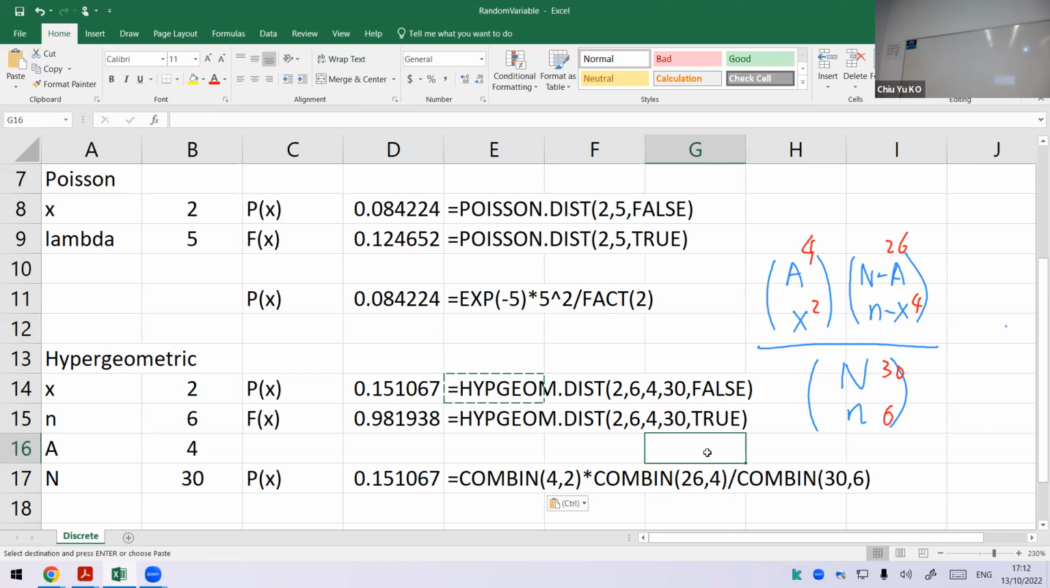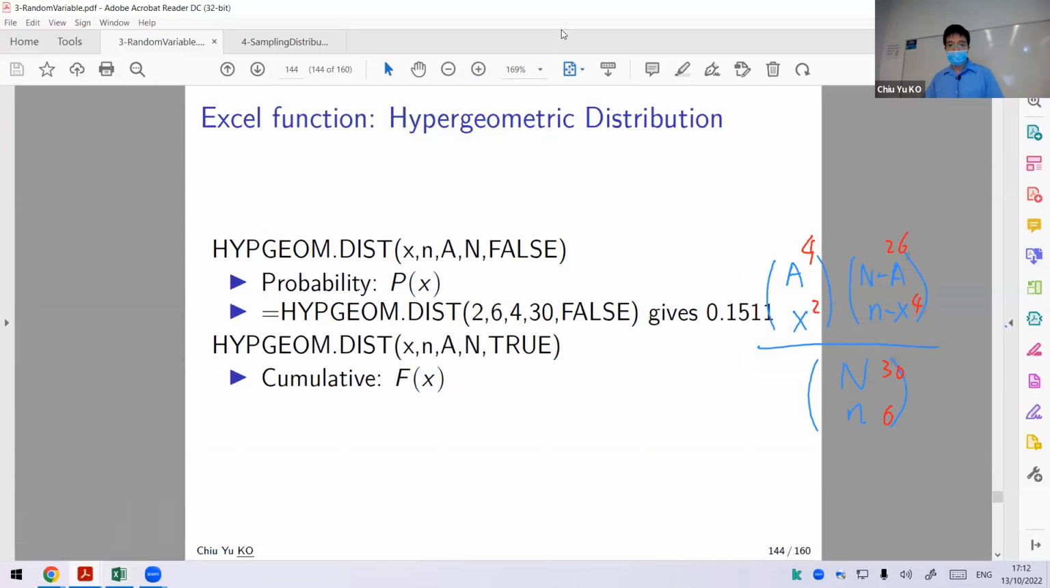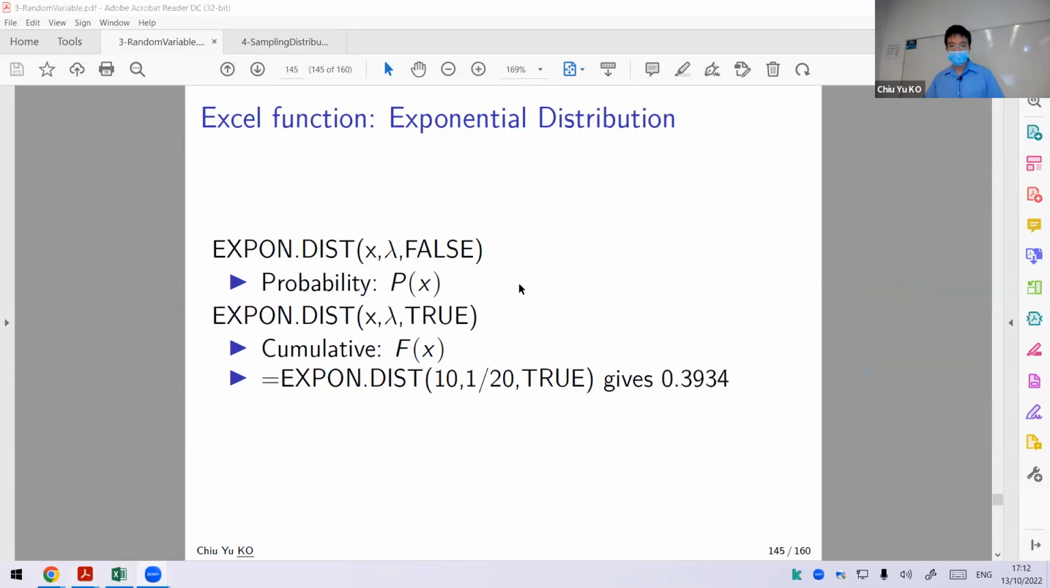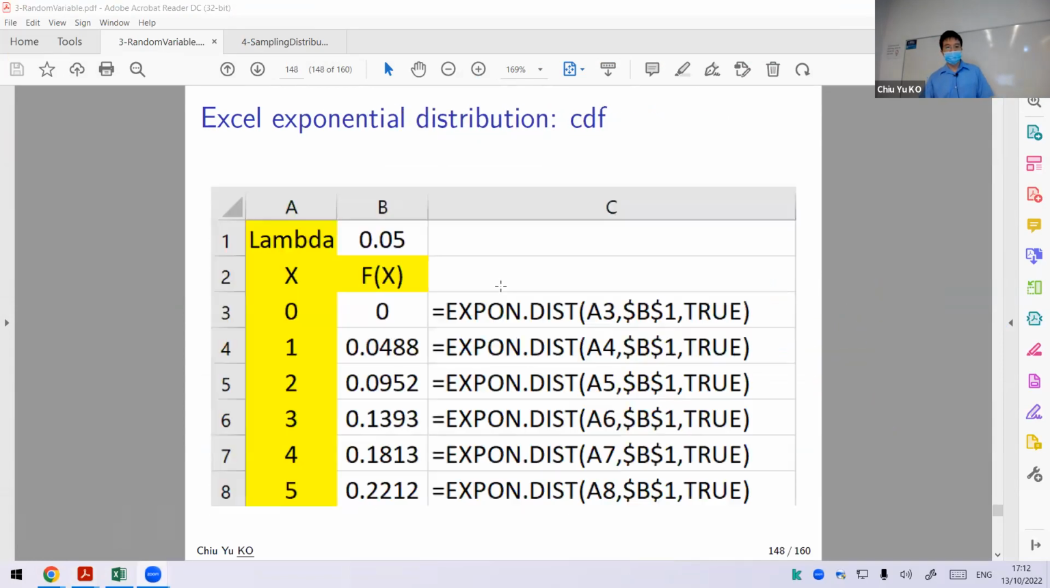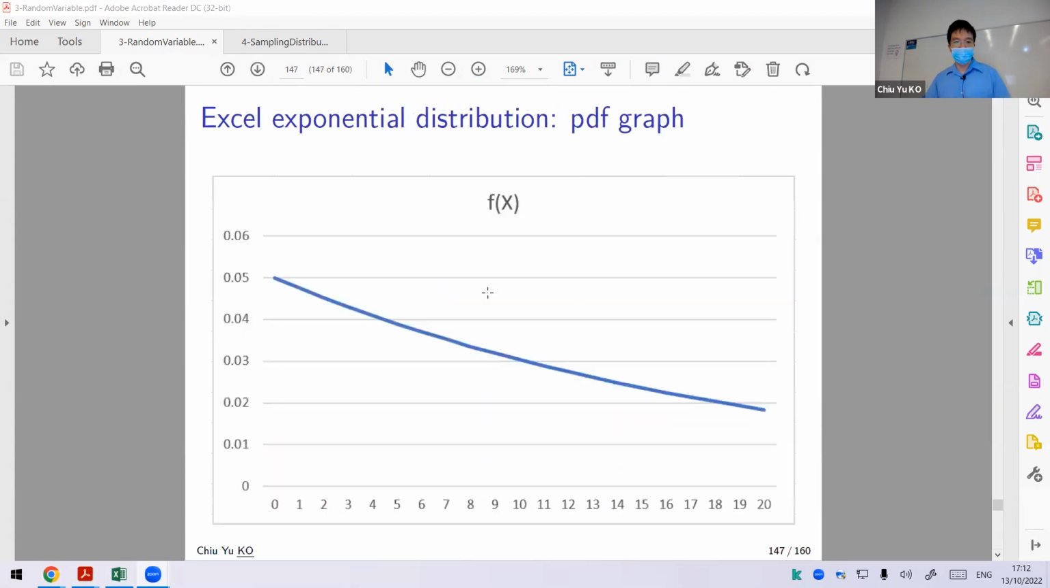If that is okay, then I talk about continuous. What is left is the continuous one. So we'll talk about exponential and normal, and just to skip chi and F, also we'll talk about that. Okay.